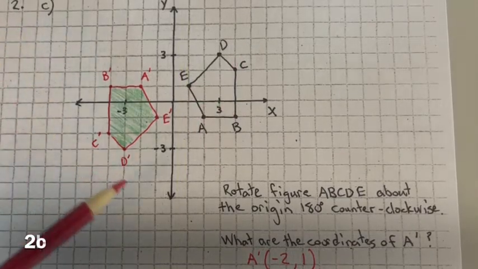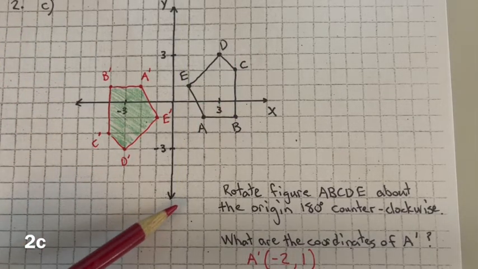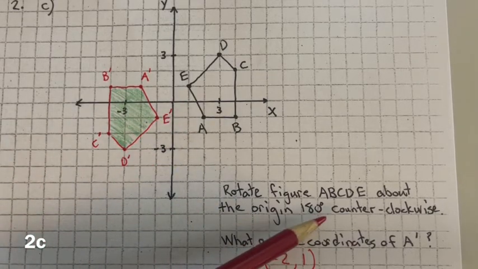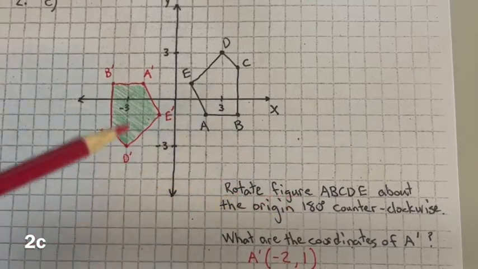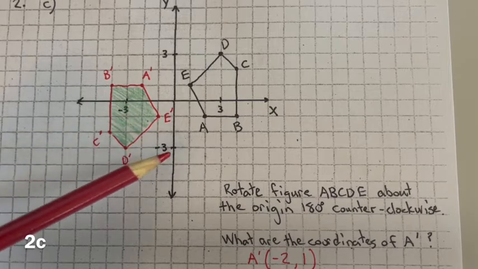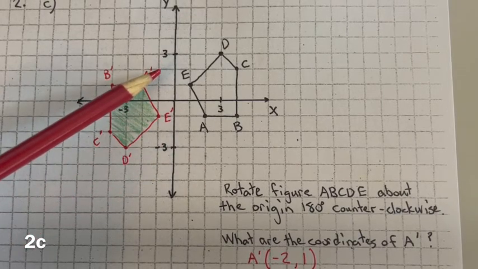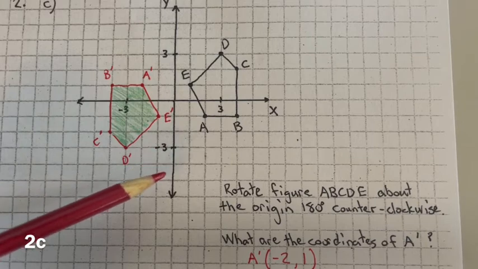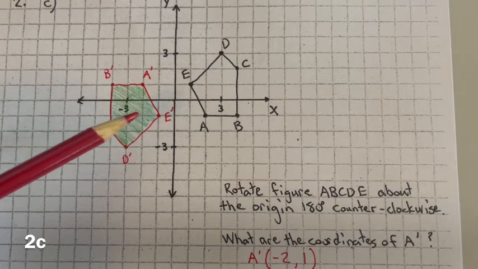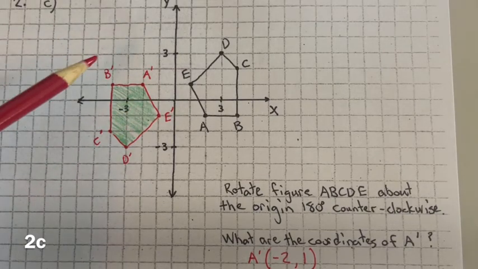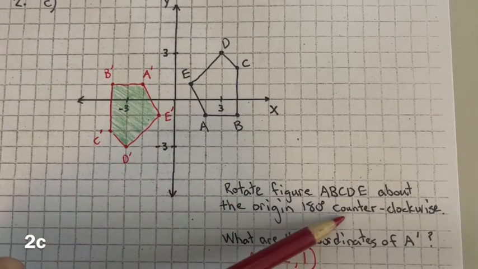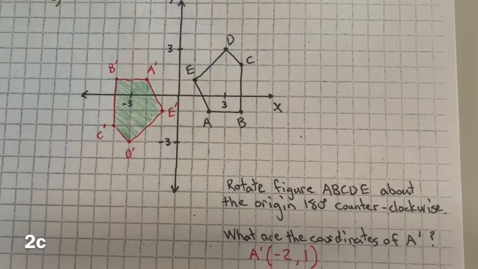For problem 2c, we need to rotate figure ABCDE about the origin 180 degrees counterclockwise. Well, it doesn't matter if we go clockwise or counterclockwise because we'll end up in the same place. If you're traveling north and you do a 180 degree turn, you're now traveling south. So it doesn't matter if you do 180 degrees left or right, clockwise or counterclockwise, you're going in the opposite direction. But I'm going to go ahead and rotate it 180 degrees clockwise.